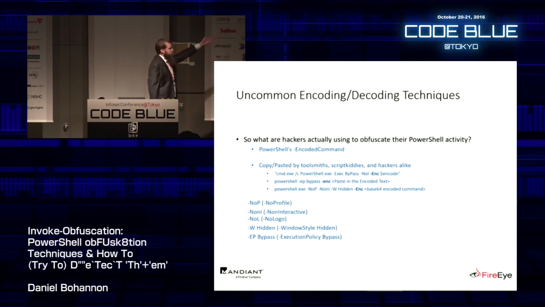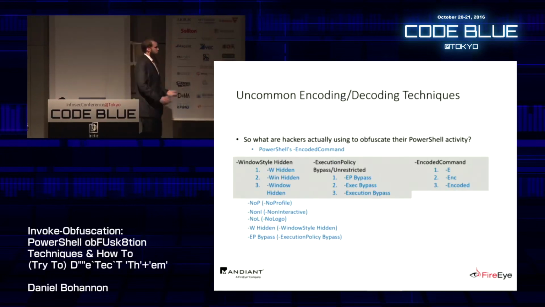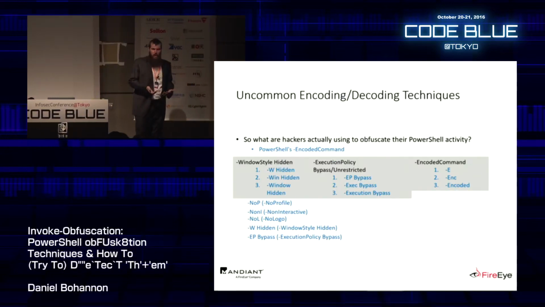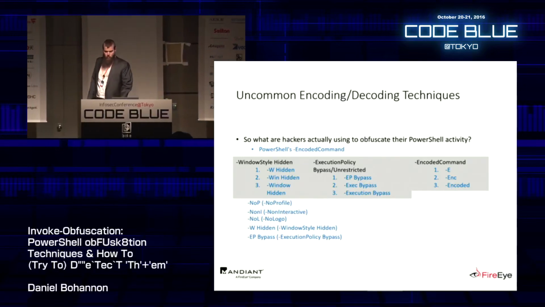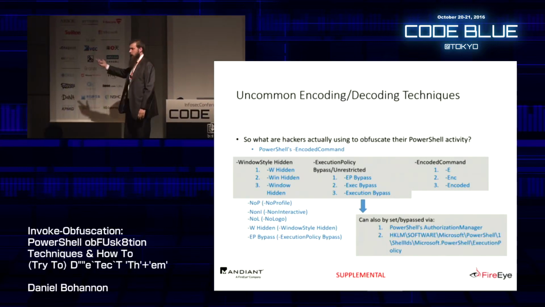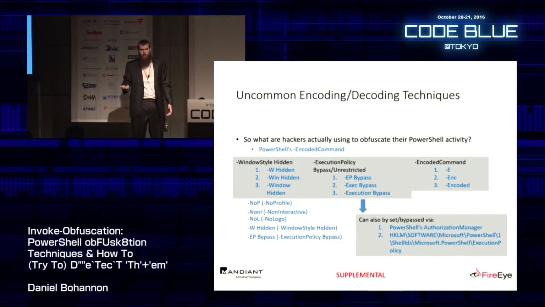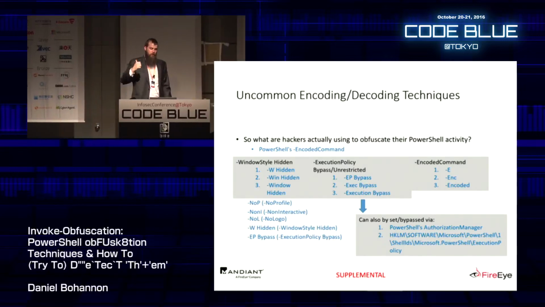And a lot of times you'll see these flags here: no profile, non-interactive, no logo, execution policy bypass. And there's shortened ways that you can write these different flags. These are the most common ones that we see. And there's additional ways that instead of specifying that flag, you can set the same thing in the registry before you even launch PowerShell. We've started to see commodity malware doing this.